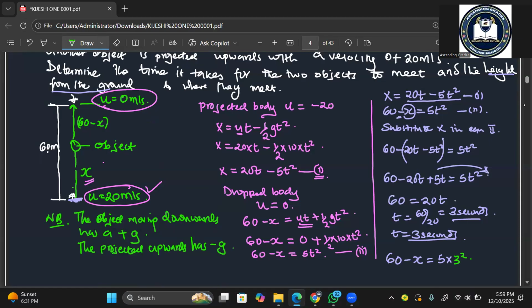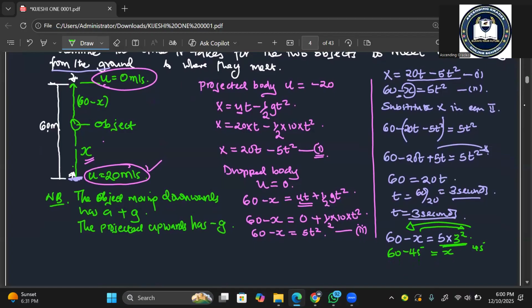So this one will be a value of 45. When it comes to this other side, it will be 60 minus 45. Then we shift this one to the other side. It becomes now x. So from this one, our distance or the height from the ground becomes 15 meters.